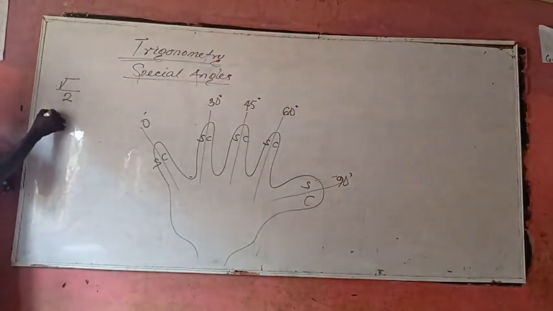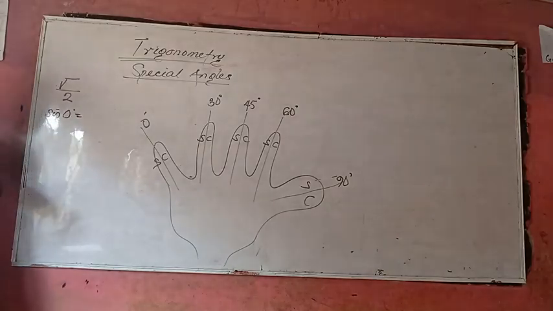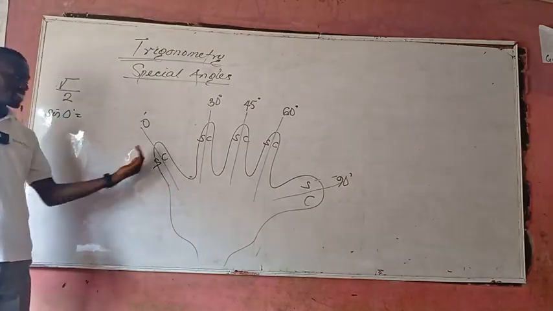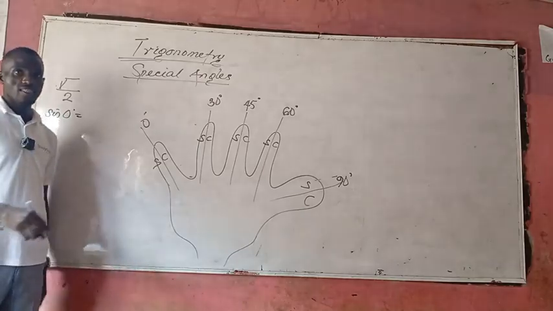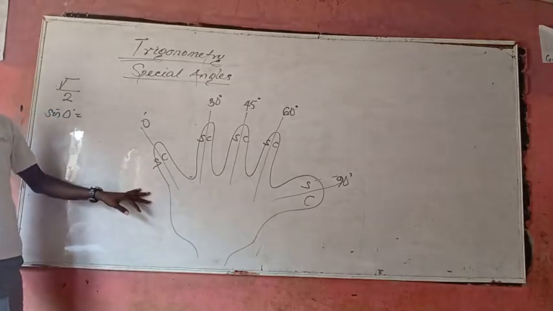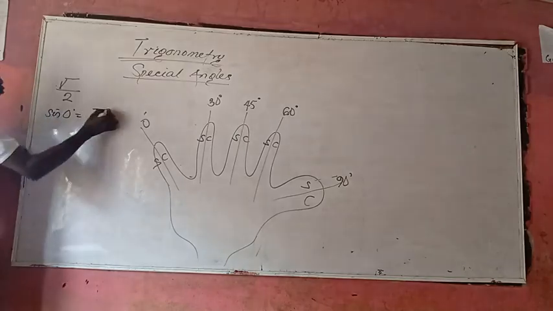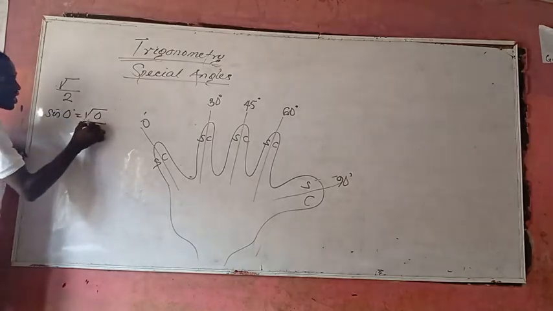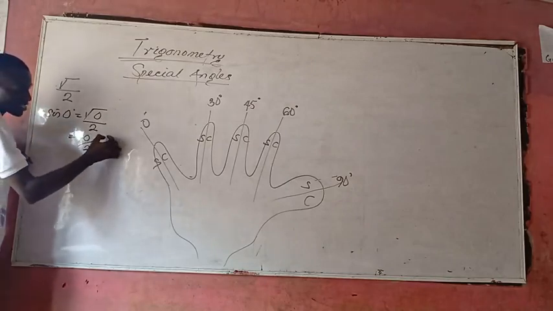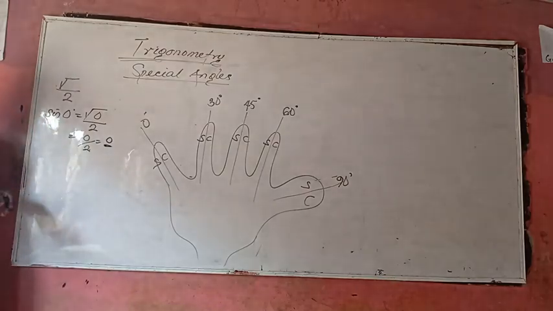If I say, give me sine 0 degrees, you ask yourself, which side is sine? Is sine on this side or that side? This side, right? How many fingers are after this side? No finger, right? So it will be root 0 over 2. What is root 0? 0 over 2. 0 over anything is what? 0. So sine 0 is 0.